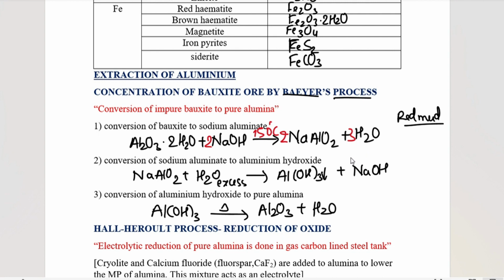For the second one, you need 50 degrees Celsius. Here 2H2O you need. That's it. For the third one, heating, you need 1000 degrees Celsius, and 2Al(OH)3 will give you Al2O3 plus 3H2O. Okay, so that's it.